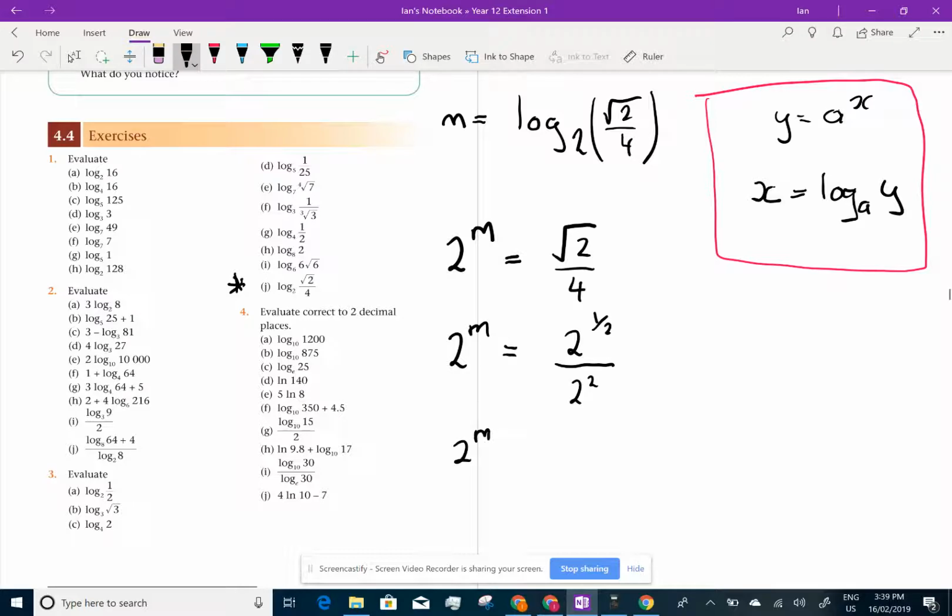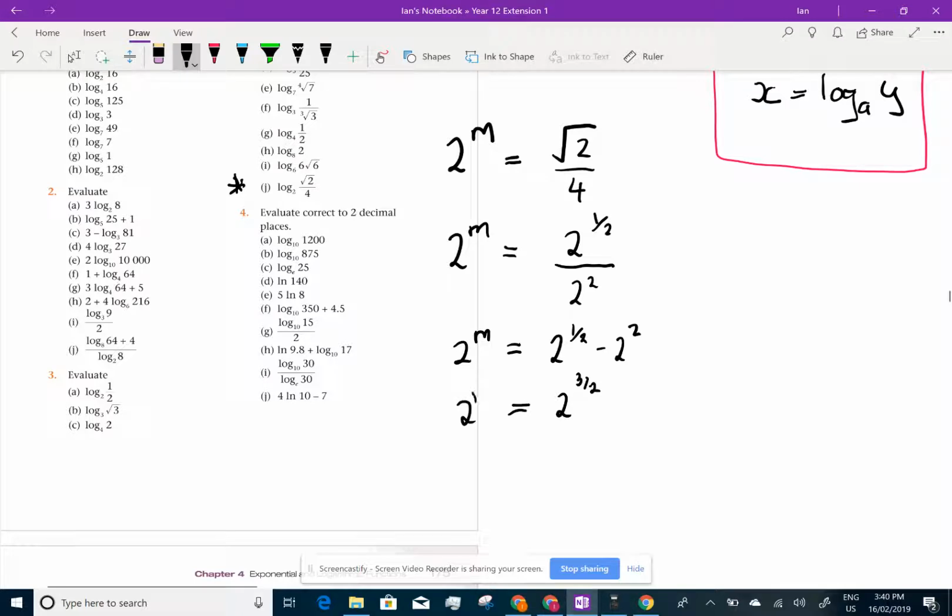Now, 2 to the m, I'm keeping that there because I formed an equation. What do I do when I divide two indexes with the same base? I subtract the powers. So it's 2 to a half minus 2, which gives me 2 to the negative 1 and a half. Well, I'm going to write 3 on 2. Please understand that 1 and a half is 3 on 2. Therefore m is negative 3 on 2. And that's one we did in class because I think we went through that rather quickly.